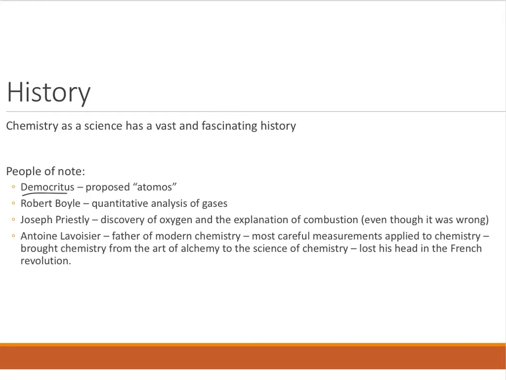Then we come to Joseph Priestley, who discovered oxygen and explained how combustion worked, even though he was wrong. That is the whole theory of phlogiston. As I said, some theories have been thrown out in favor of better theories. I'm not going to talk about phlogiston, but it's a very interesting path that actually set us back quite a bit of time. And then finally, Antoine Lavoisier in the 1700s, who is the father of modern chemistry because he applied the most careful measurements to chemistry, and he really brought alchemy into chemistry. He could have done a lot more, but he lost his head in the French Revolution because he was a French nobleman.